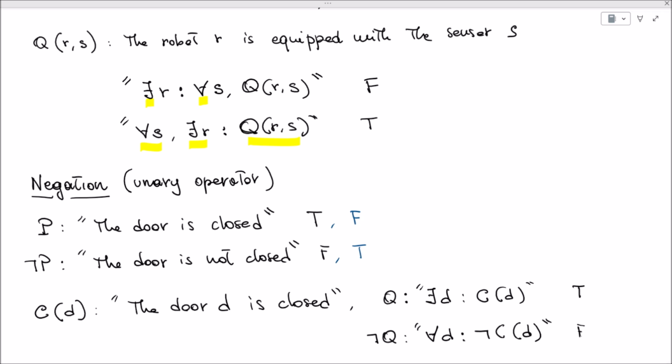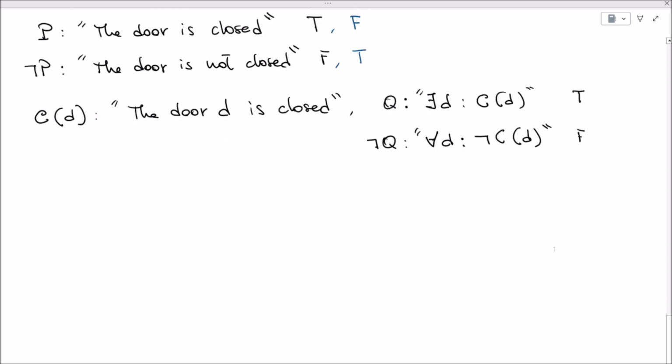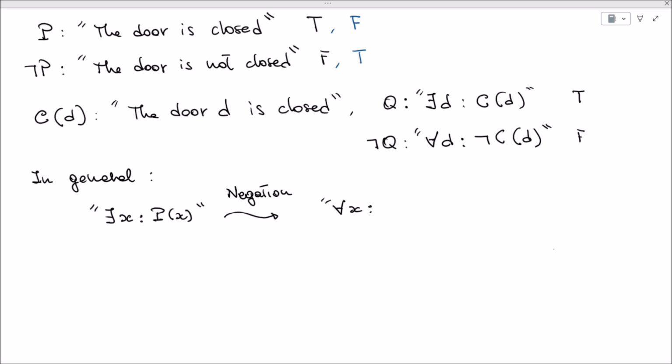Okay, so this suggests a general rule for building the negation of a predicate. We can say that in general, if we start with the proposition there exists at least one x such that p of x, the negation of this proposition is: for every x, not p of x. We can remove the comma.